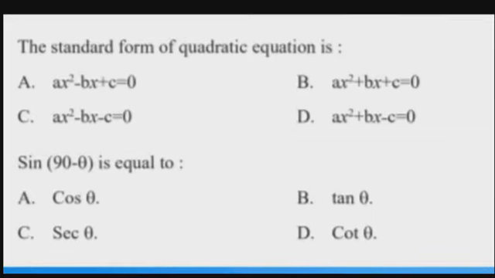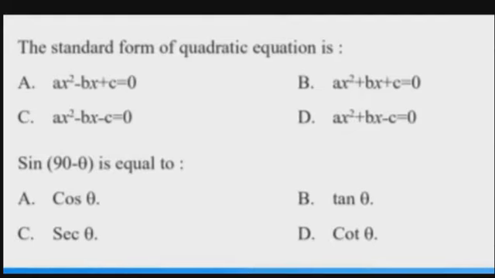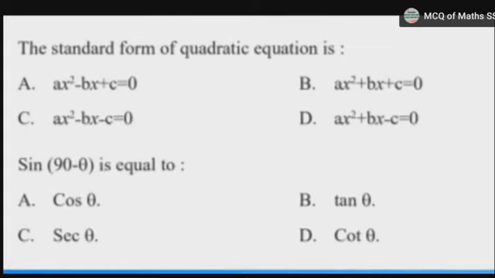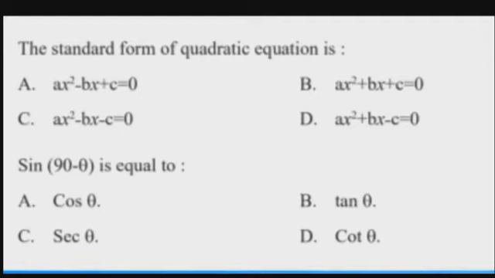Sin 90 minus theta is equals to. If you know complementary angles, sin 90 minus theta will be equals to cos theta. So the answer is cos theta. Which option is correct? The A option is correct, children. A is cos theta. So you need to shade the A option.